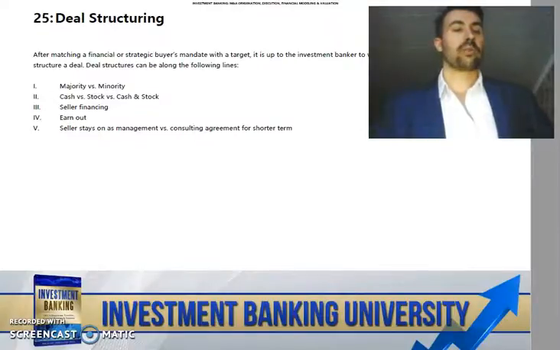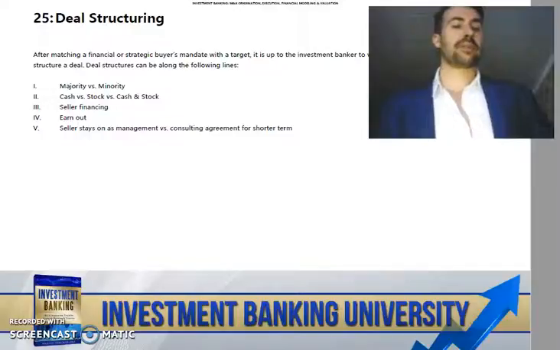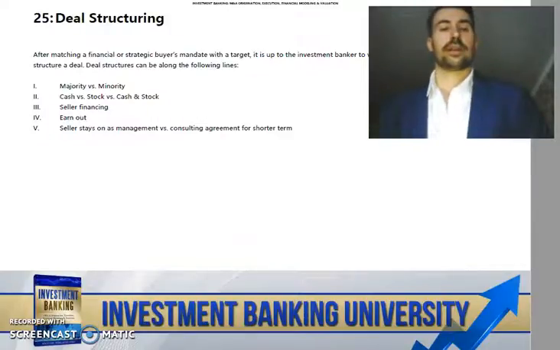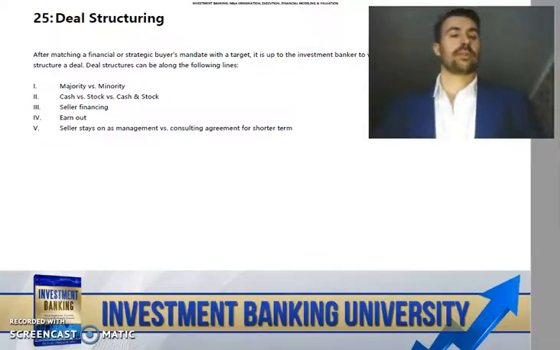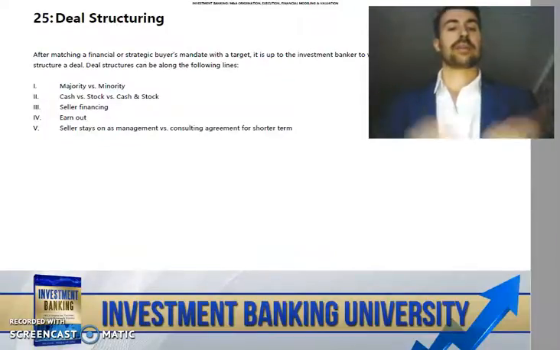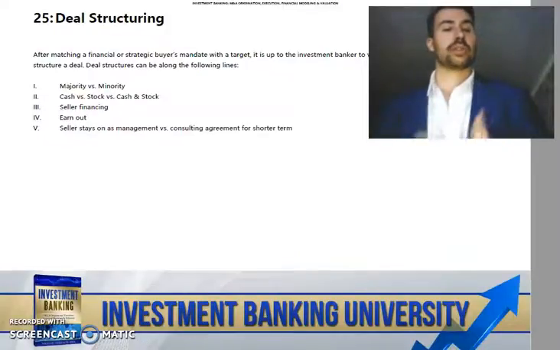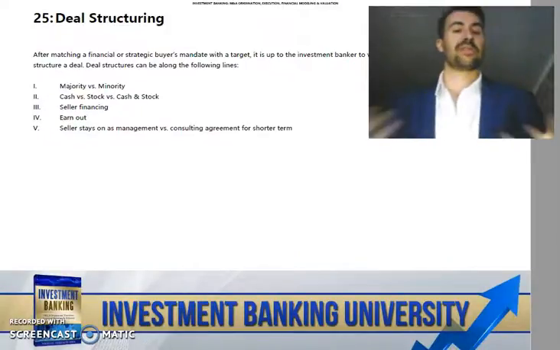So after that, we're actually going to get into deal structuring, and there are 5 components that we've identified as it relates to deal structuring. Number one, we're going to be talking about the difference between a majority versus a minority stake in the target. And so before that, though, after matching a financial and or strategic buyer's mandate with a target, it is up to the investment banker to work with the buyer and seller to structure the deal. Deal structures can be along the following lines. Minority versus a majority stake.